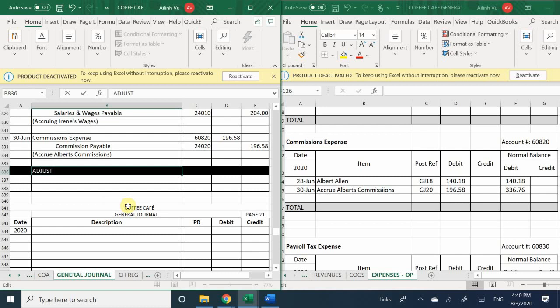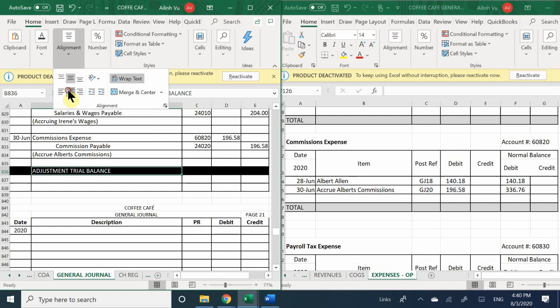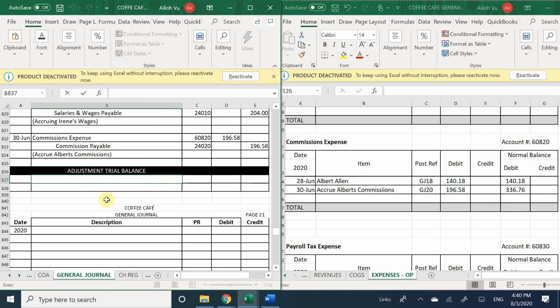240. 2402, oh yes, commissions payable, okay. 30 June. And that was for 196.58. Well, I think it's adjusted, not adjustment. I've been writing adjustment trial balance. In the journal you could do that, but it's adjusted trial balance.